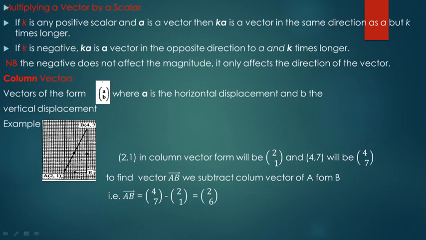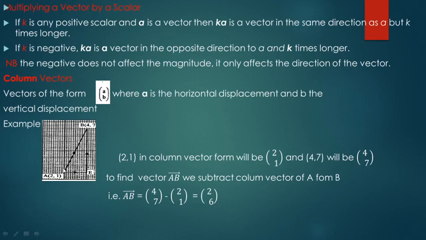So, OA, that is (2, 1), in column form will be (2, 1). And (4, 7) in column form will be (4, 7). Remember, these are coordinates, but if you represent them in vector form, it will be (2, 1) and (4, 7). Now, you want to find vector AB. To find AB, we subtract the column vector of A from that of B.